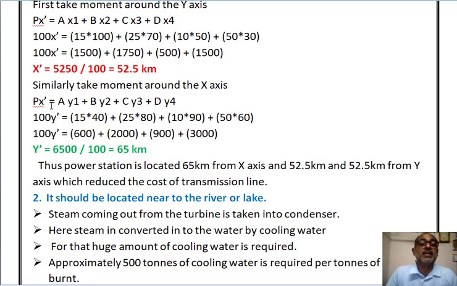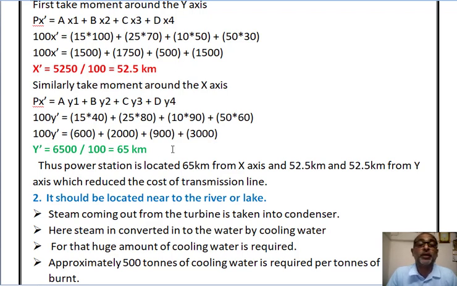So P y dash is equal to A y1 plus B y2 plus C y3 plus D y4. Just put the value of P is equal to 100, A is equal to 10, y1 is equal to 40, plus B is equal to 25, y2 is equal to 80, C is equal to 10, y3 is equal to 90, D is equal to 50, y4 is equal to 60. So y dash is equal to 6500 divided by 100.